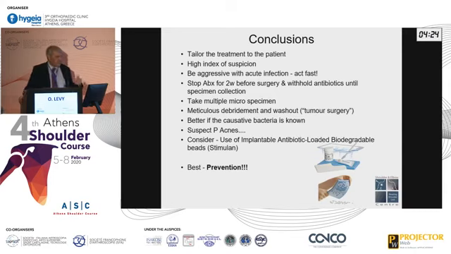To conclude, you have to tailor the treatment to the patient. You have to keep a high index of suspicion for infection. Be aggressive with acute infection. Act fast. That's the best chance for this patient. Stop antibiotics for 2 weeks before surgery. Withhold antibiotics until you take the specimen, and take multiple microspecimens, at least 5. Meticulous debridement and washout, as I said, like tumor surgery. Better if the causative bacteria is known, but if not, suspect P. acnes and consider the use of these implantable beads with antibiotics, and the best is prevention.